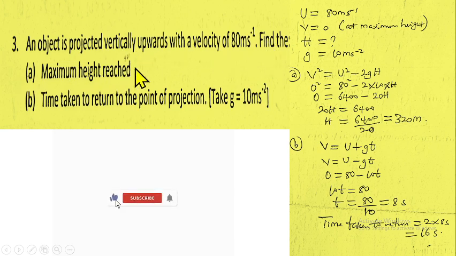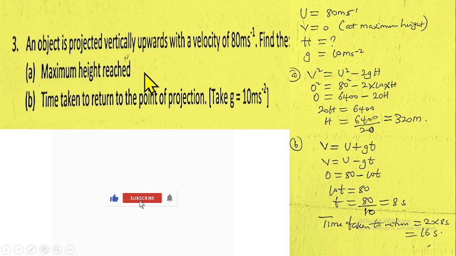Find the maximum height reached, then the time taken to return to the point of projection, taking g to be 10 meters per second squared. Like I said, the question is on motion against gravity. So what are we given? We are given the initial velocity to be 80 meters per second.